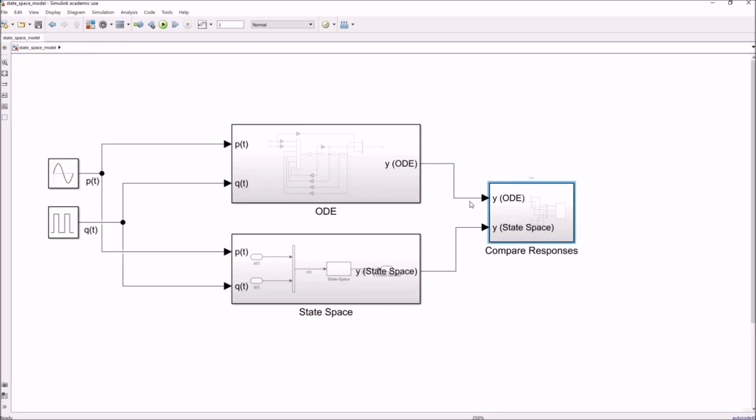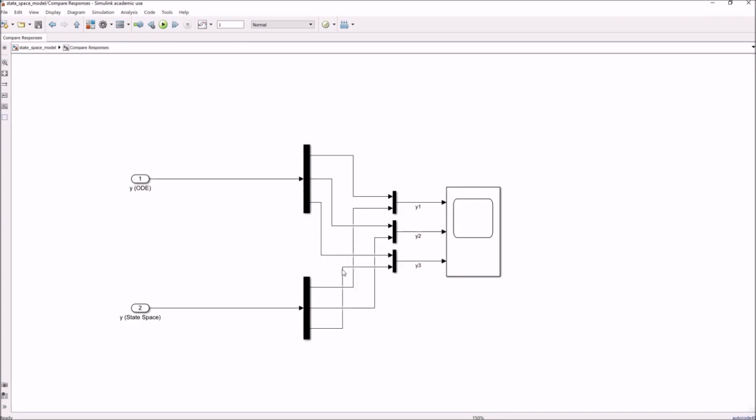I'm comparing the results. I'm comparing the Y that's generated by the traditional method versus the Y that's generated by the state space method. And if I come in here and you take a look, I apologize for a bit of the spaghetti. It's kind of ugly, but all I'm doing is, as you know, there were 3 outputs, a Y1, a Y2, and a Y3. So I'm just comparing Y1 that was generated by the traditional, what I'm calling the ODE method, versus the Y1 generated by the state space method, and et cetera for Y2 and Y3.